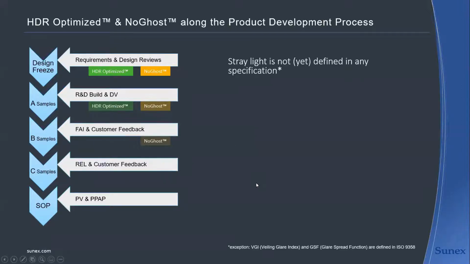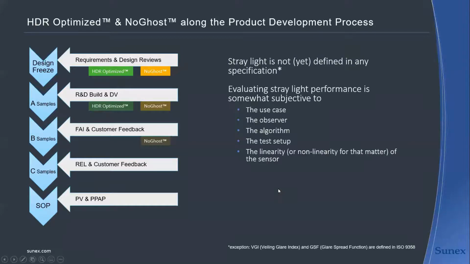What is also maybe worth mentioning is stray light is something that is not really defined as a whole. Ben was mentioning before, it is something that rather has been coming up over the last couple of years, and there's not a lot of standards around it. There's one or two subcategories like veiling glare and glare spread function that are already defined by an ISO norm, but everything else that we talk about, like a clover leaf, a ghost, other artifacts, they're all not defined.